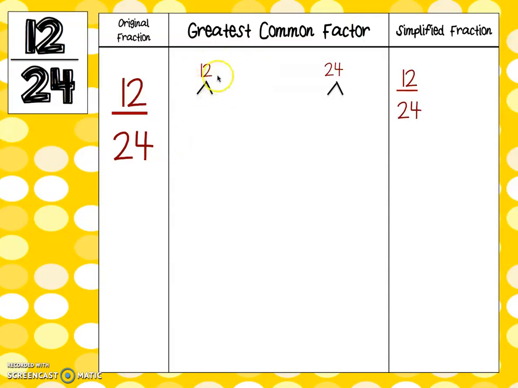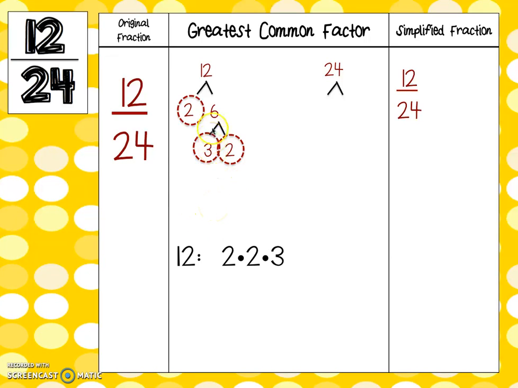To find the greatest common factor of 12, we're going to start by breaking it down into two factors. We can do 2 times 6, and that'll give us 12. 2 is a prime number, so we circle it. 6 is not, so we keep breaking it down. We can break 6 down into 3 times 2, and 3 and 2 are both prime numbers. So at the bottom, we write the prime factorization for 12 is 2 times 2 times 3.